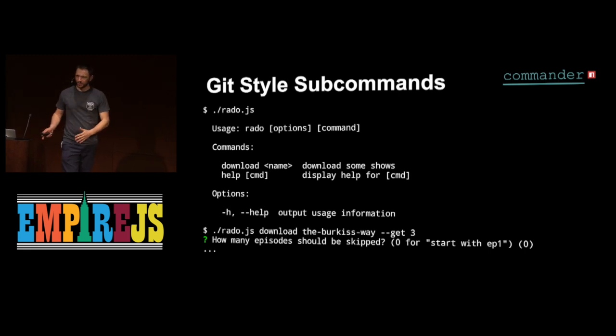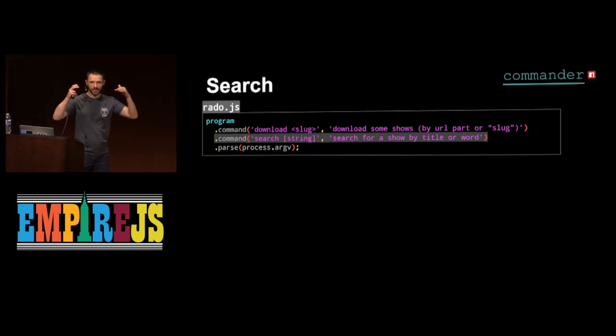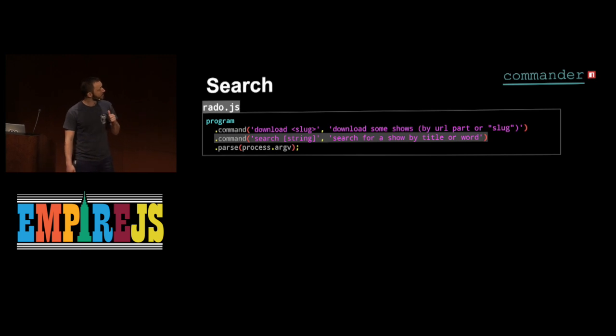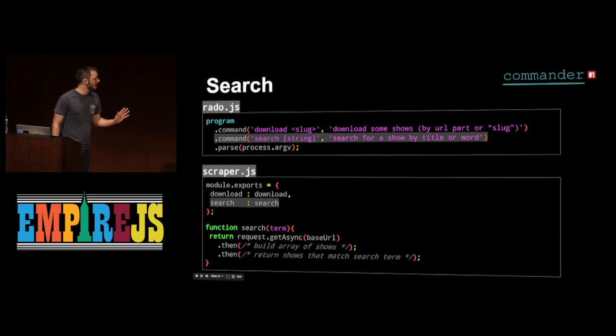So now that we have our replatform out of the way, and we have it based on a system that can support multiple commands, let's go ahead and add search. First, we have to tell the top-level entry point file that there is another command available, that there is search, and we tell it a little bit about it, what the signature is, and what it does. In our scraper, we are going to split it up, so rather than just exporting download, it now exports two separate functions.